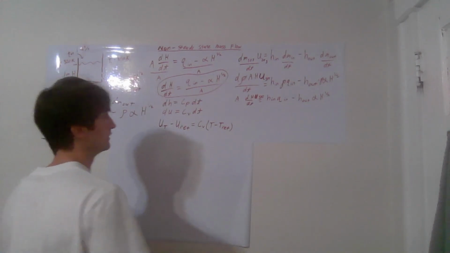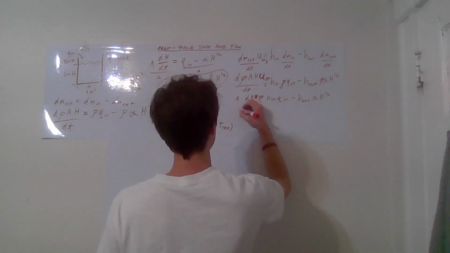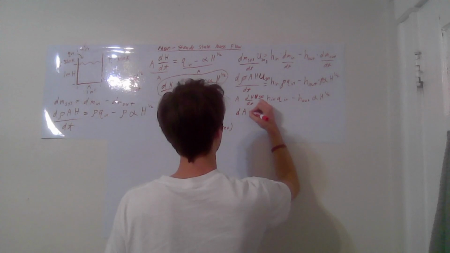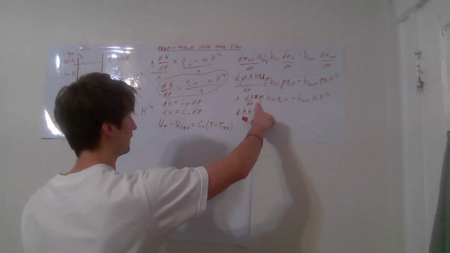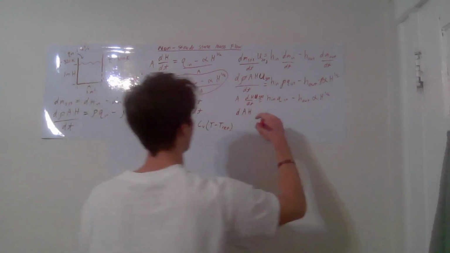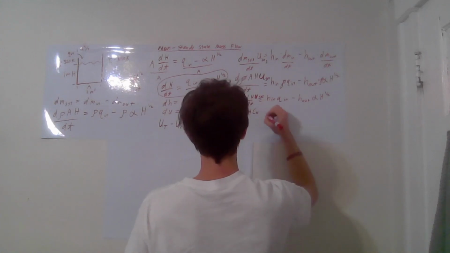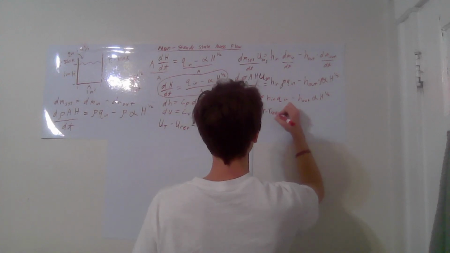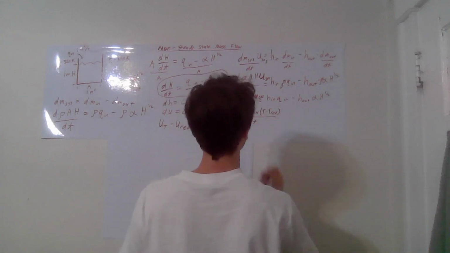And now all we need to do is start plugging these in and replacing. So we're going to say D, the change, times our cross-sectional area, times H, and then we replace that U, the internal energy of the system. We replace that internal energy with the heat capacity times T minus T reference, and all of that is going to be over the change in time.